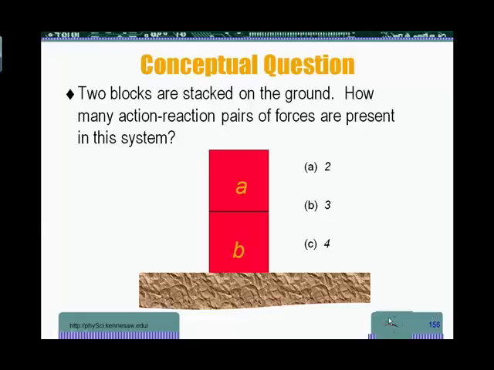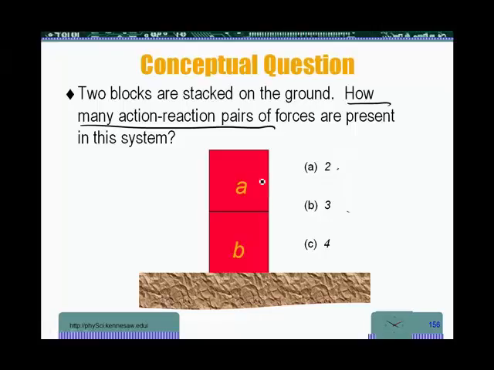In this recording, we will work through a few examples. Let's start with this conceptual question. We have two blocks that are stacked on the ground. And the question is, how many action-reaction pairs of force are present on this system? 2, 3, or 4. Okay, now let's try to figure them out.